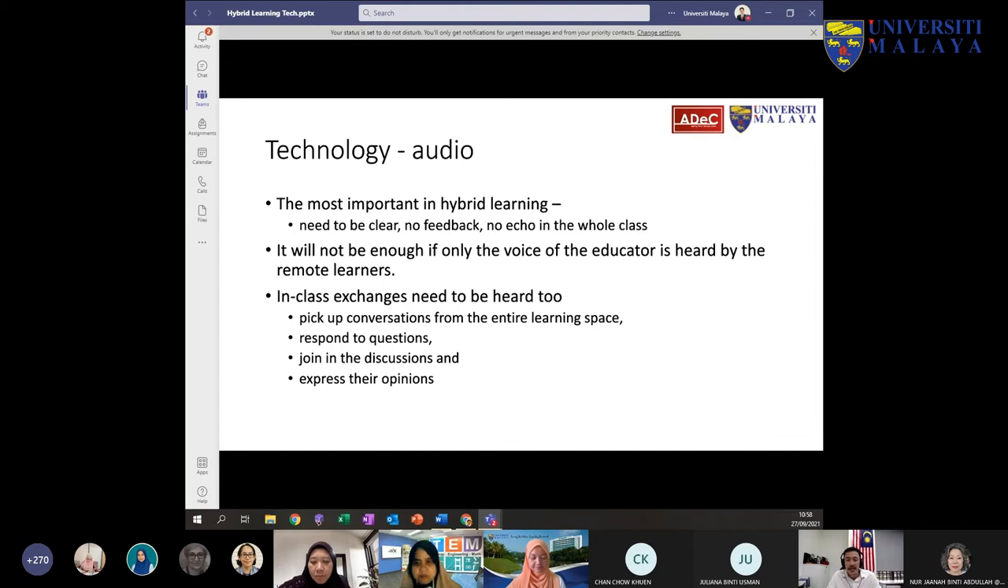So imagine that you have a click mic with you. So somebody from the in-class audience is asking a question. If you don't have a mic system that can pick up that voice, then the remote learners are going to be left out, isn't it? So it's very important to think about the audio technology embedded in remote classes, so that everybody will be heard and everybody can join in discussions, and that makes collaborative learning work.